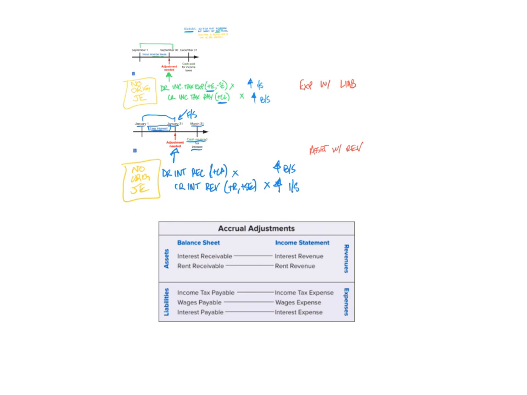As illustrated above, with accrual AJEs, we are matching assets with revenues and liabilities with expenses. And again, we're not taking something from the balance sheet and moving it to the income statement. We are increasing something on the balance sheet and increasing something on the income statement.